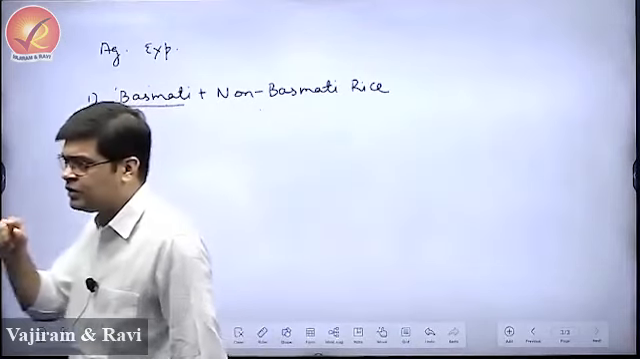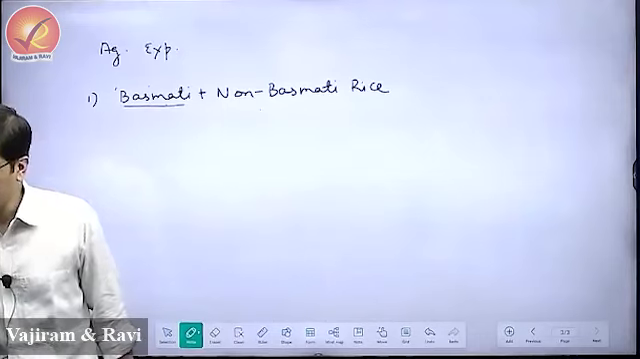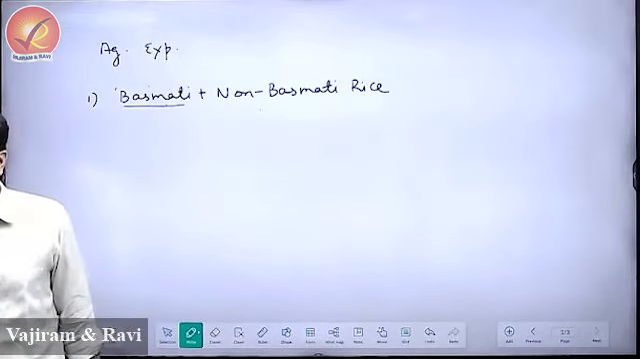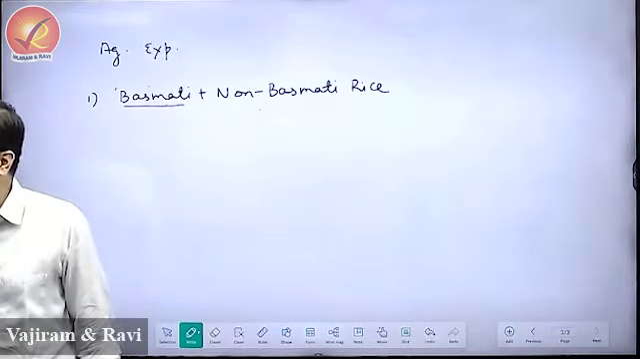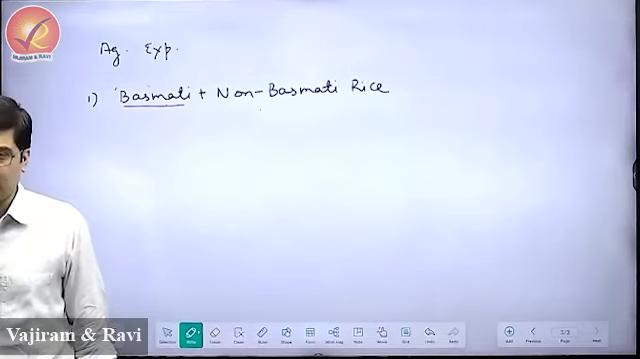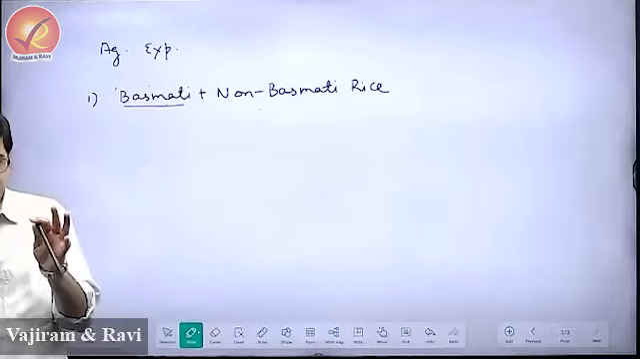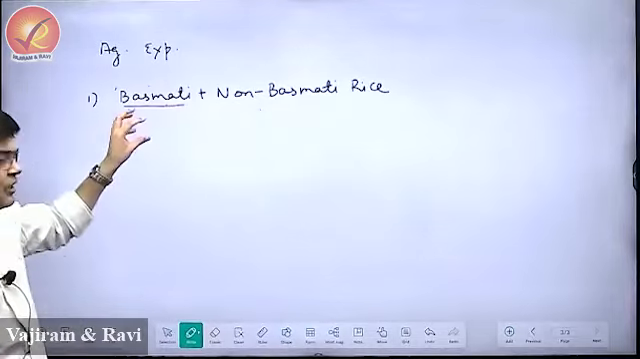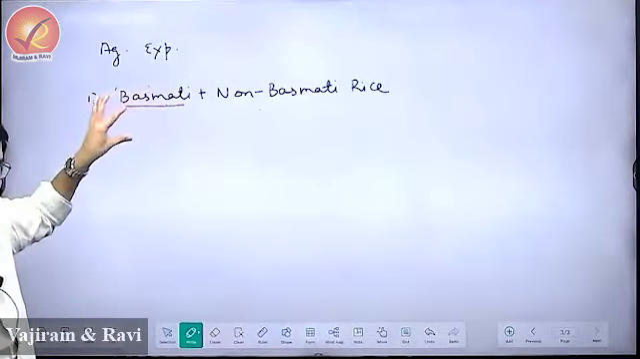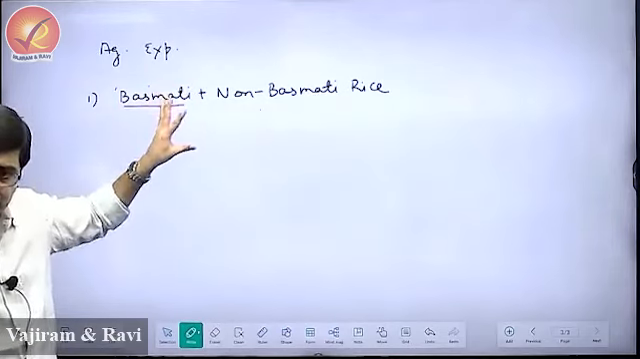This variety of rice is very costly, and because basmati rice is a very costly variety of rice, a good number of people in India won't be able to afford this variety of rice. So when the farmers are cultivating it, basmati is largely cultivated for export purposes. This is an export variety of rice.